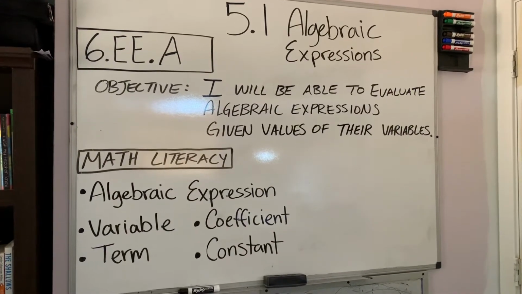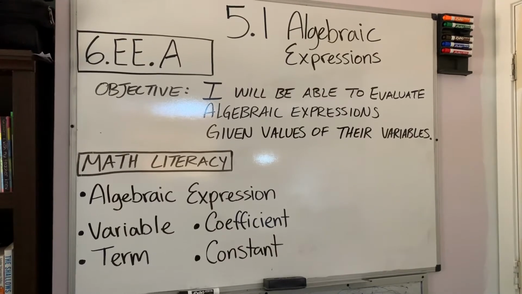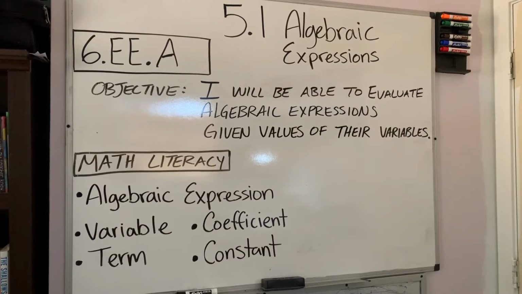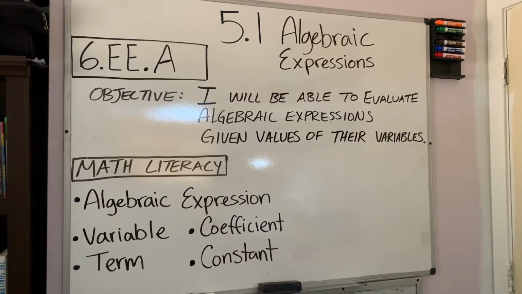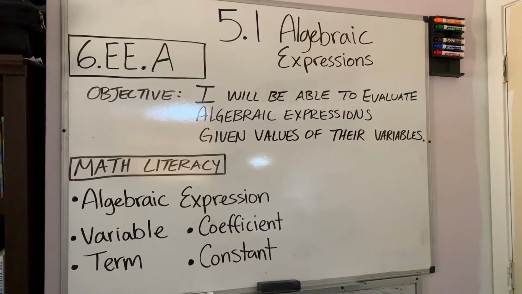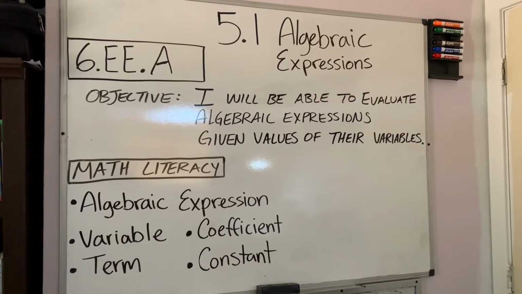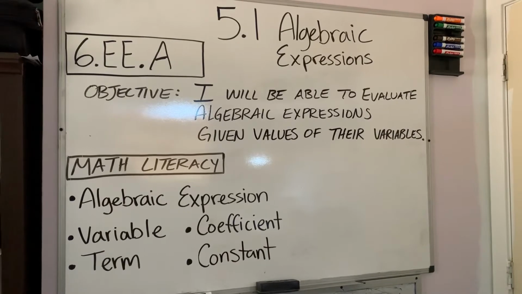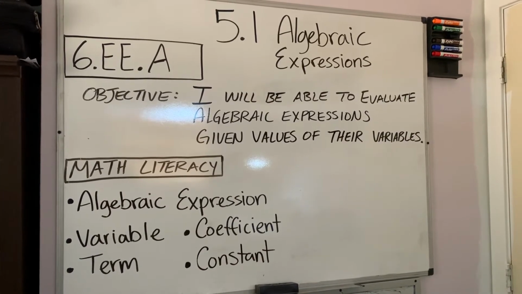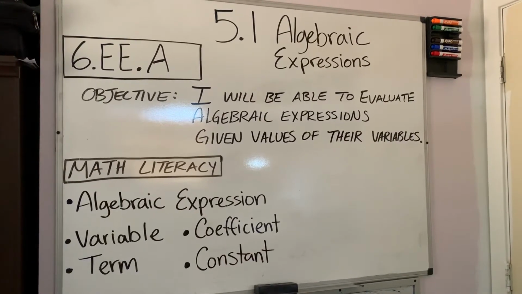So today's lesson, we're going to work with 5.1 algebraic expressions. Our standard is 6th grade evaluating expressions A, and our objective is that by the end of this lesson, we're going to be able to evaluate algebraic expressions given values of their variables. In our mathematical literacy, we have algebraic expression, variable, term, coefficient, and constant.